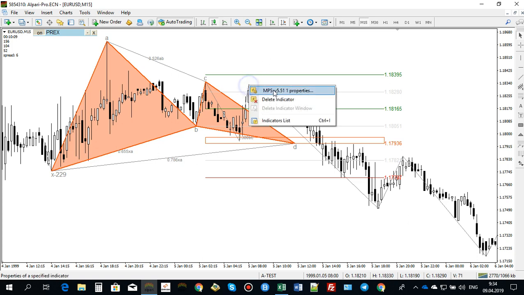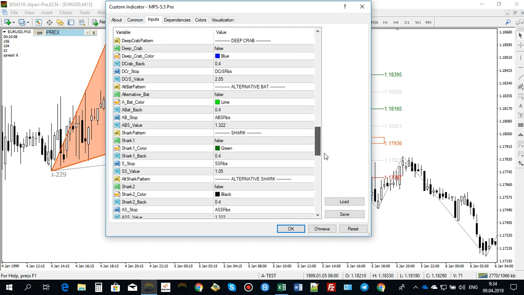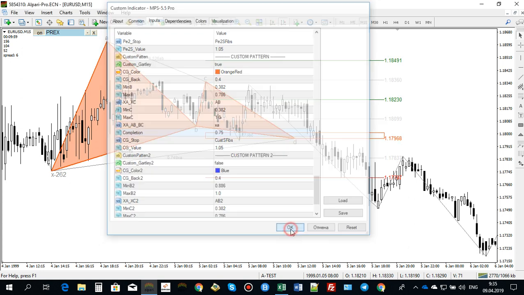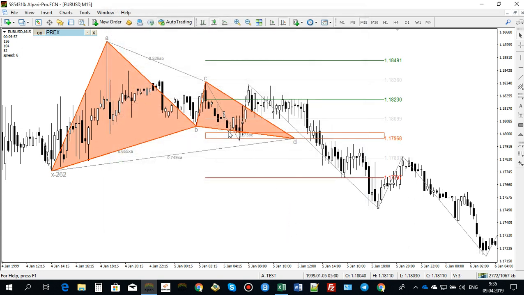Okay, let's go to MPS settings and modify the pattern, the custom pattern here, the XA leg, and 75%, 3/4. Round numbers are better. And you see it completes at 75. So you don't pay attention to this buffer. You don't need it. Just look at this level of 75%. Then, of course, the stops and targets are calculated based on your 75%.